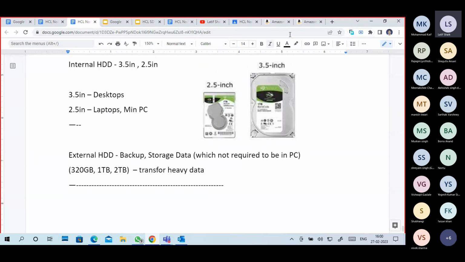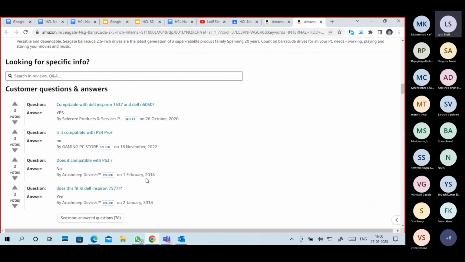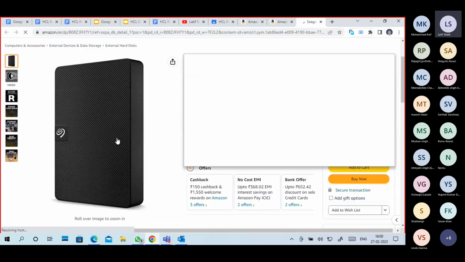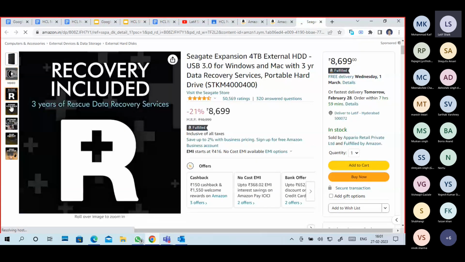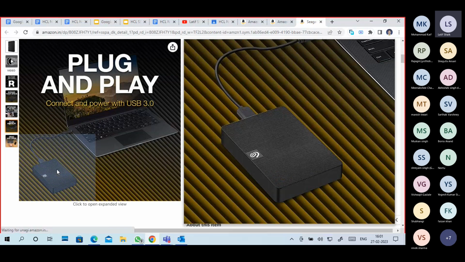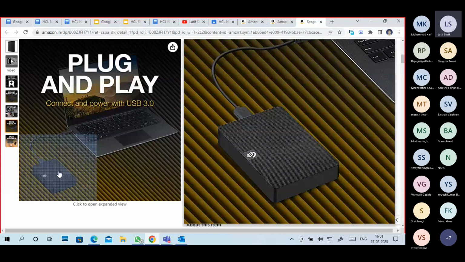Another one is the external hard disk. The external hard disk you can connect and use externally. See, with a simple USB you can connect it. A USB 3.5 model gives better transmission of data. It's simple to connect, and you can store the data whenever you want.